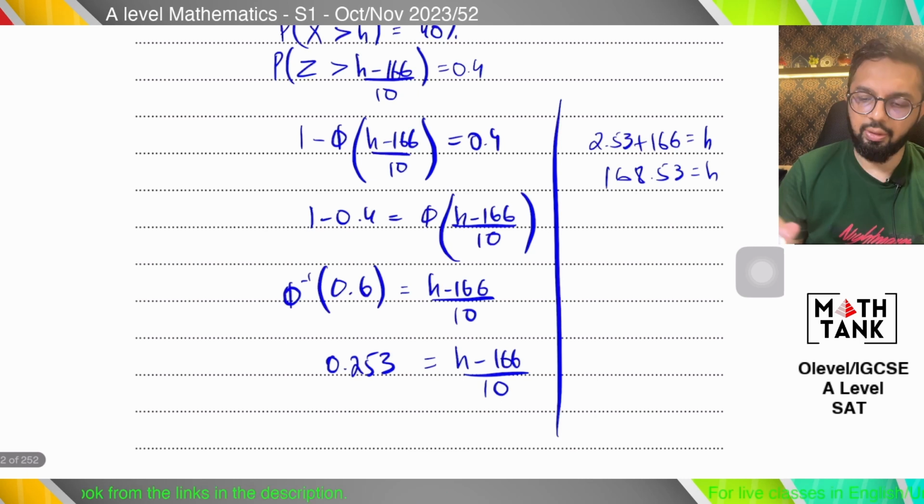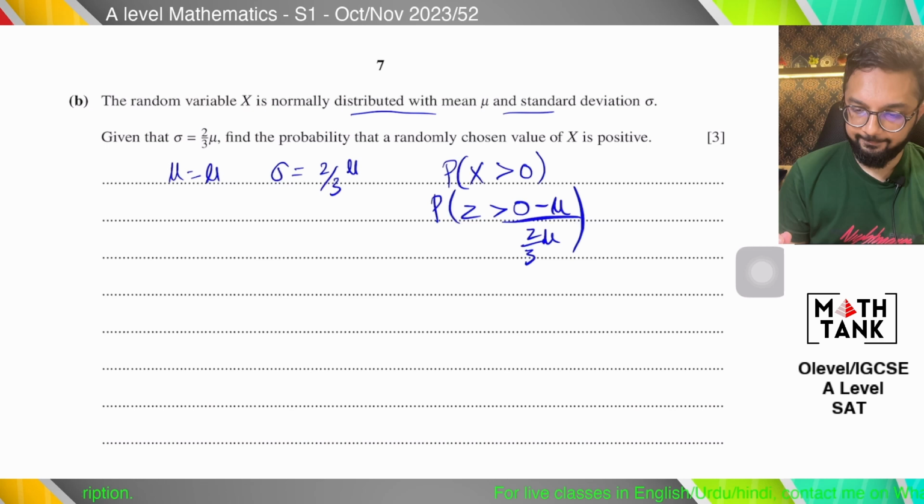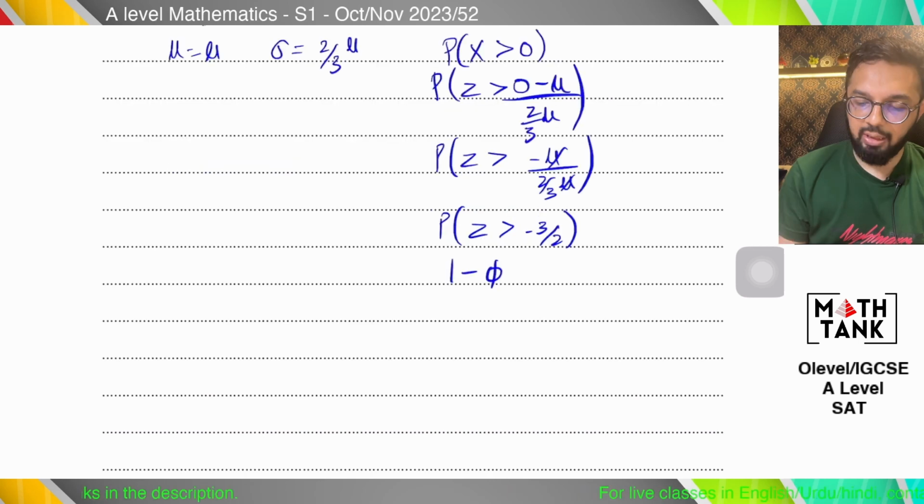Then the random variable x is normally distributed with mean mu and standard deviation 2 over 3 mu. Find the probability that the randomly chosen value of x is positive. Positive means greater than 0. Okay, so I get minus mu divided by 2 over 3 mu. Mu cancels out. 1 divided by 2 over 3 will give me minus 3 over 2. So that becomes 1 minus phi of minus 1.5. How do you change the minus? You again do 1 minus. So this becomes phi of 1.5 eventually. 0.9332.